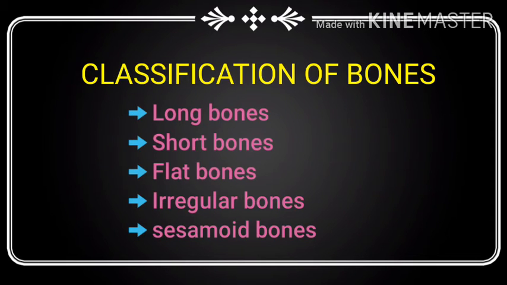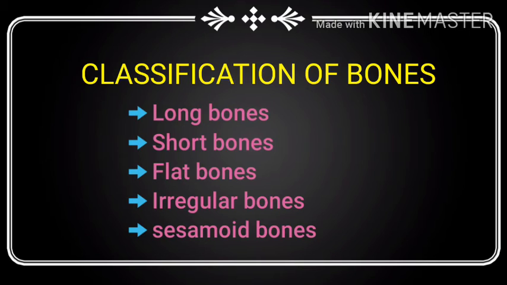Bones have certain classifications. There are long bones, short bones, flat bones, irregular bones and sesamoid bones. Long bones have two ends and one body, like the humerus. Short bones are cuboidal in shape. They are found only in the foot and wrist.